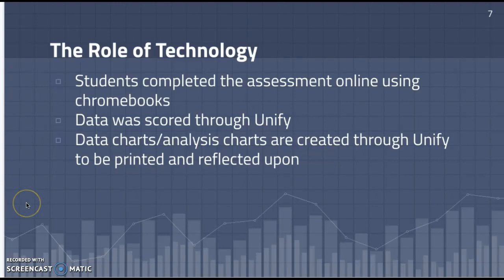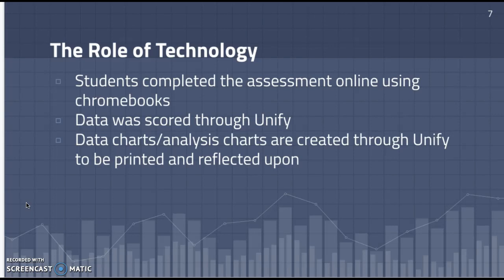The role of technology also played in the data scoring part. It was scored almost all through the program, and the teachers had to hand score a couple of the explanations, but it was still entered into the system afterwards. So all of the data was kept on the same program.